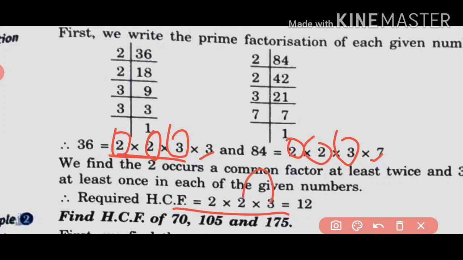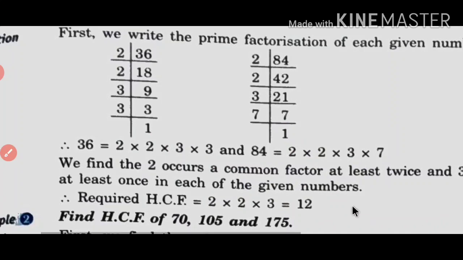Now multiply this, 3 2s are 6, 6 2s are 12. So the highest common factor is 12 here. So you have to see the common factors and after that you have to multiply.